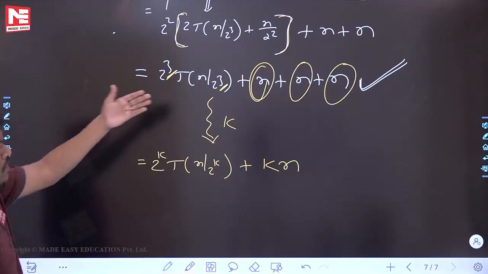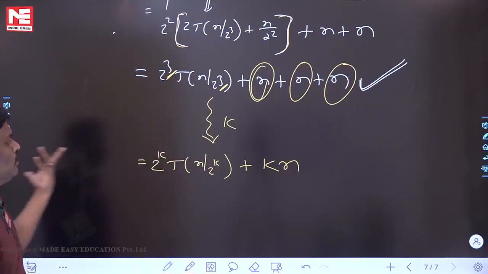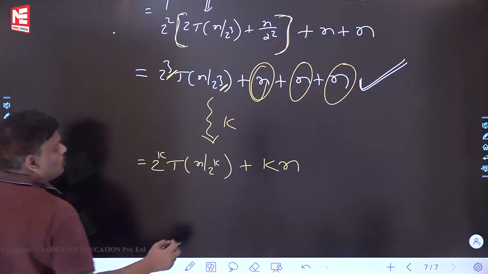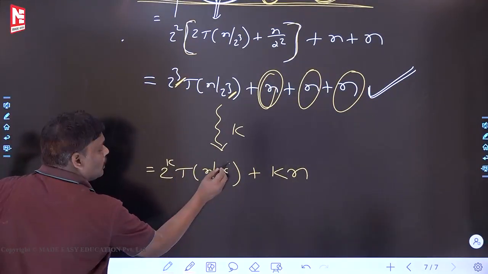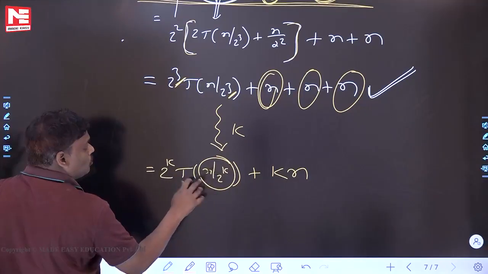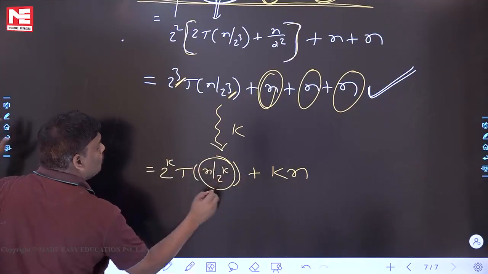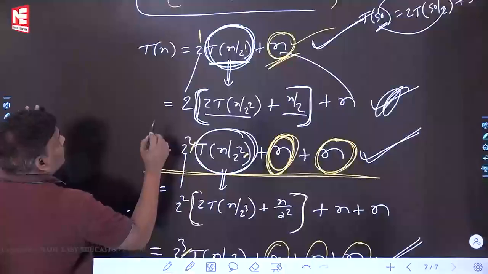3 rounds means 3 n's came. K rounds means kn will come. Next, one more thing I want to ask you. After doing k times, this one came n by 2 power k. But one thing is, for which k value will it terminate? Can you say what the termination is for this problem?